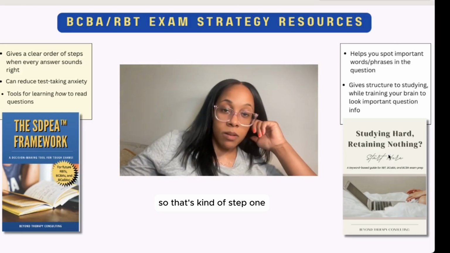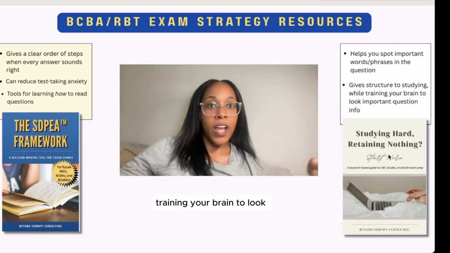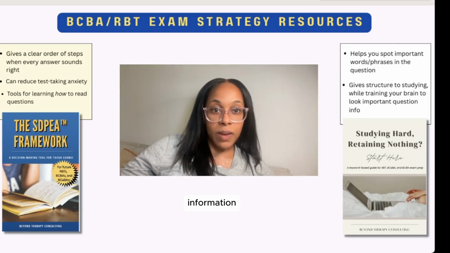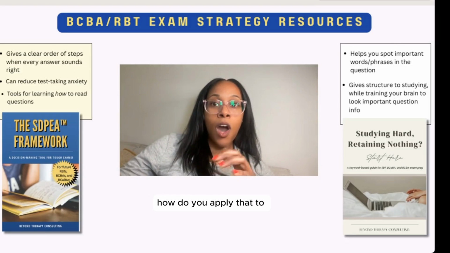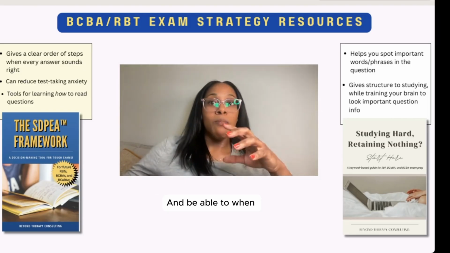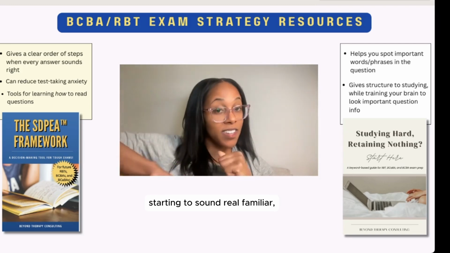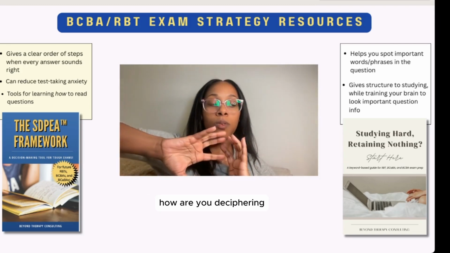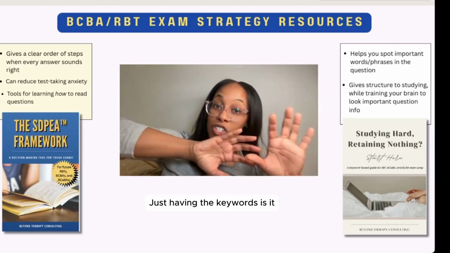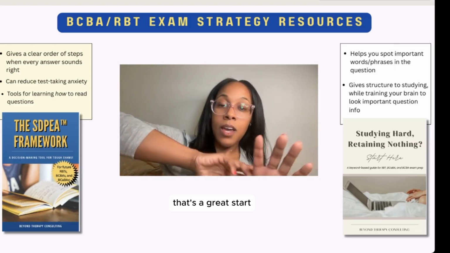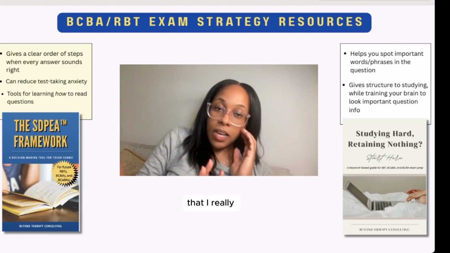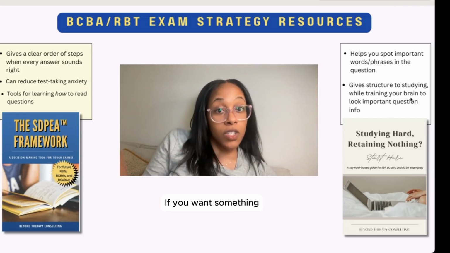The keyword guide is helping you spot the important phrases in the question. That's kind of step one, because it's giving you structure to studying, training your brain to look for important information. But once you find the important information, how do you apply that to the entire question? When those answers are starting to sound real familiar, how are you deciphering why one answer fits and why one doesn't? Just having the keywords is a great start, but eventually we need to put it all together. That's why there are two different things here that I really talk about.